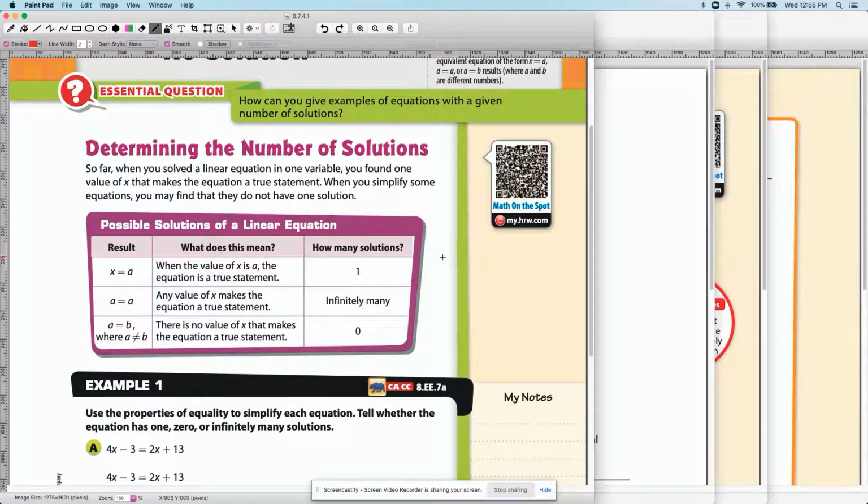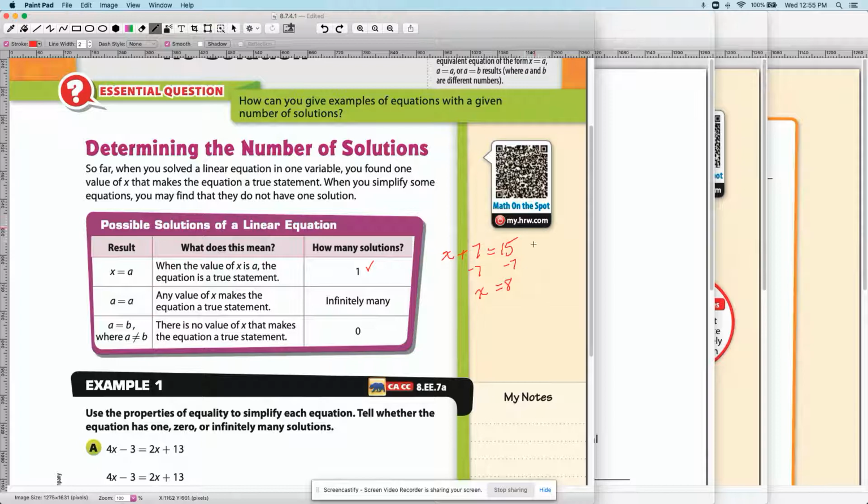When we solve an equation such as x plus 7 equals 15, we can subtract 7 from both sides and we get x equals 8. Okay, and we see that there is one solution for the value of x that will make this statement true.